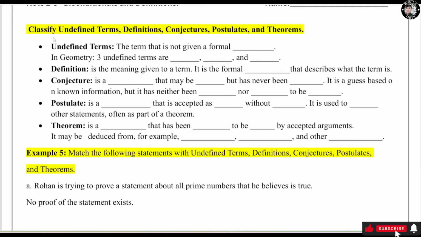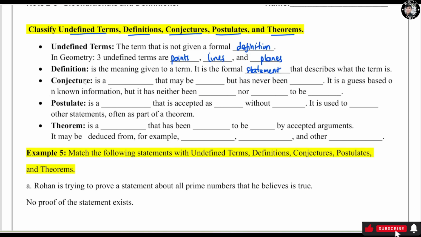Now we're going to move on to the next one. We're going to learn how to classify undefined terms, definitions, conjectures, postulates, and theorems. Undefined terms are terms that are not given a formal definition. In geometry, 3 undefined terms are points, lines, and planes. A definition is the meaning given to a term. It is the formal statement that describes what the term is.